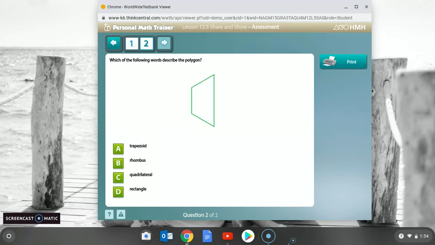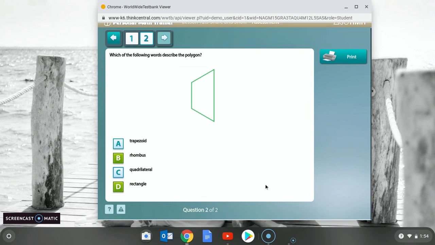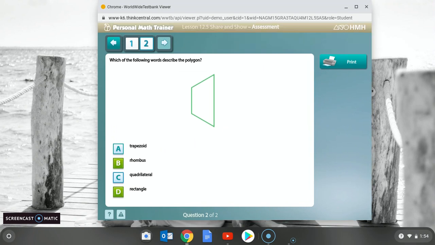And finally, we're going to describe this polygon. Okay? Is this a trapezoid? Yes. Is this a rhombus? No. A quadrilateral? Yes. A rectangle? No. Okay, so these are the types of questions you're going to be getting on your 12.5 practice.